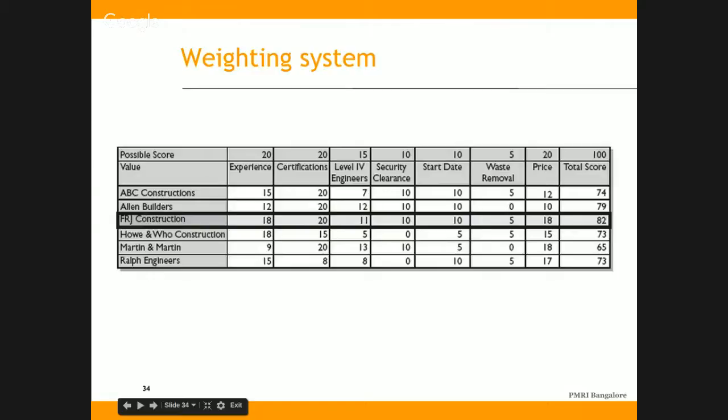So then we got the proposals from different vendors and tabulated, and most probably in this case, the order will go to FRJ Construction, who scores the highest, which is 82, and the second best is Allen Builders, which is with a 79. So we may shortlist these two, and most probably the order will go to FRJ Construction.